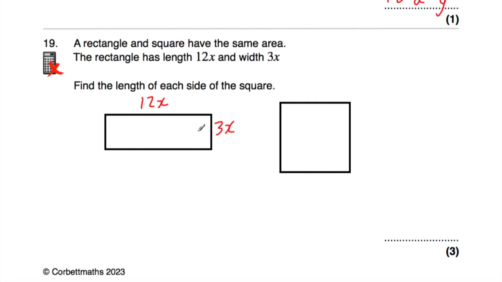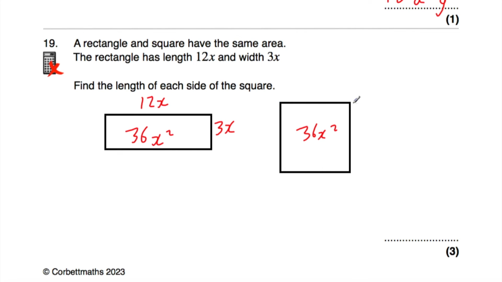So let's start off by finding the area of the rectangle. To find the area of the rectangle, we're going to do the length multiplied by the width, and 12 times 3 is 36, and x times x is x squared. So that means the area of this rectangle is 36x squared. That means the area of the square is also 36x squared.